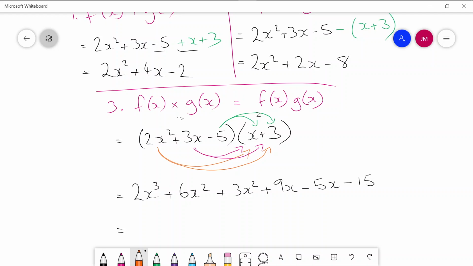You can see we've got some like terms in here. So 6x squared and 3x squared. And I've also got 9x and minus 5x are like terms. So 2x cubed stays, plus 6x squared plus 3x squared gives me 9x squared. Plus 9 minus 5 would give me plus 4x. And then I've got minus 15 at the end left over.